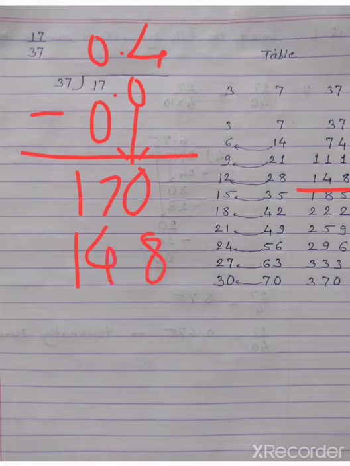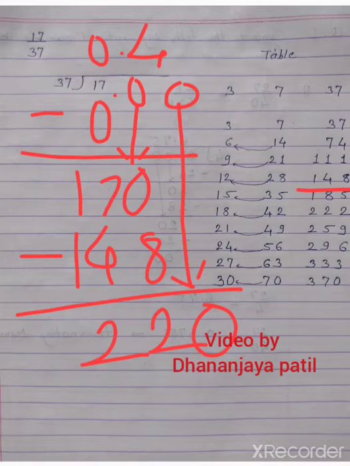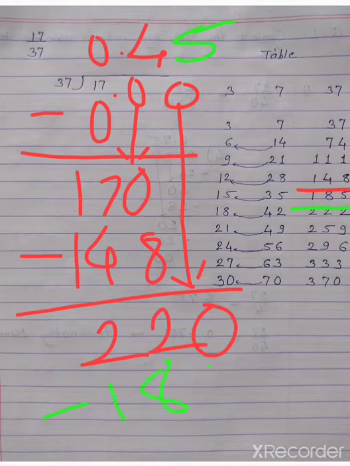So subtract it. We will get remainder 22. Now again take one more 0 and convert it into 220. So again from this table 185 can be subtracted. So 37 5s are 185. Okay. So our remainder is 35.